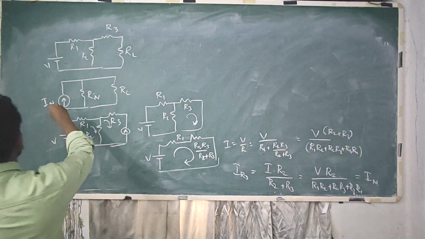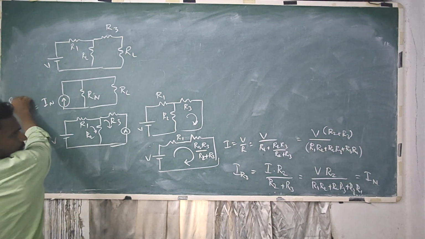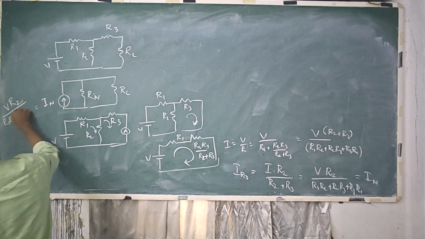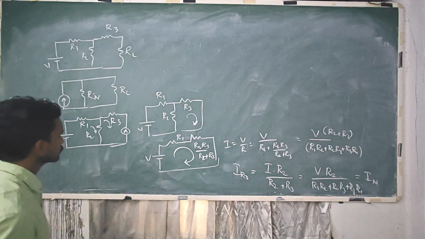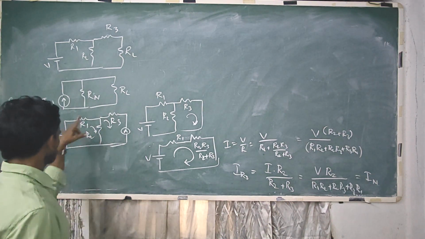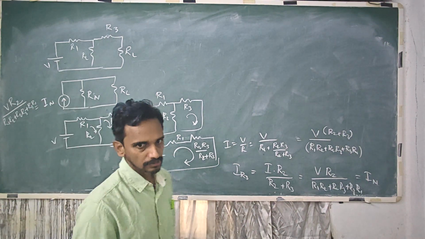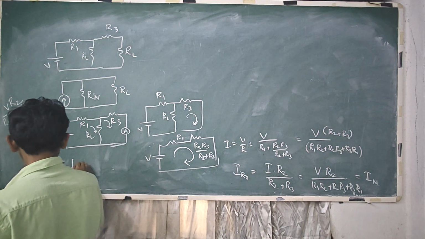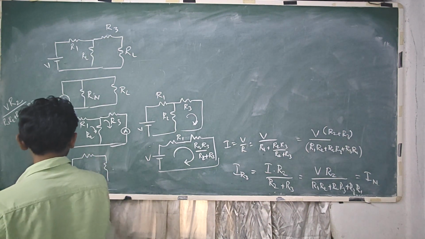Right. So IN is given by V R2 by R1 R2 plus R2 R3 plus R3 R1. RN is what? You have to replace the circuit values, power sources with its internal resistance.